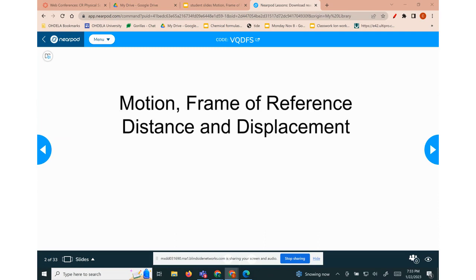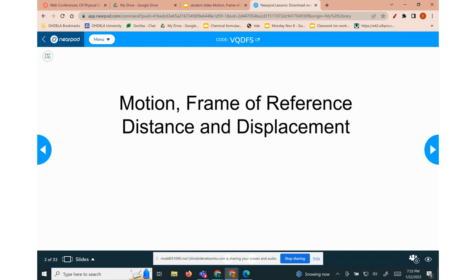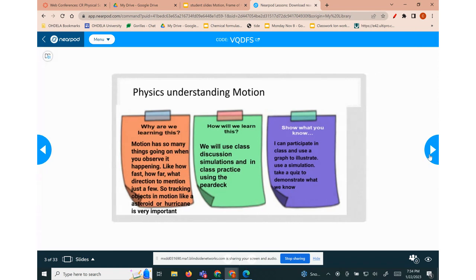All right, so this is motion and frame of reference, and this is the intro, part one. So what we will do is we'll take a look at this. Why are we learning about motion?